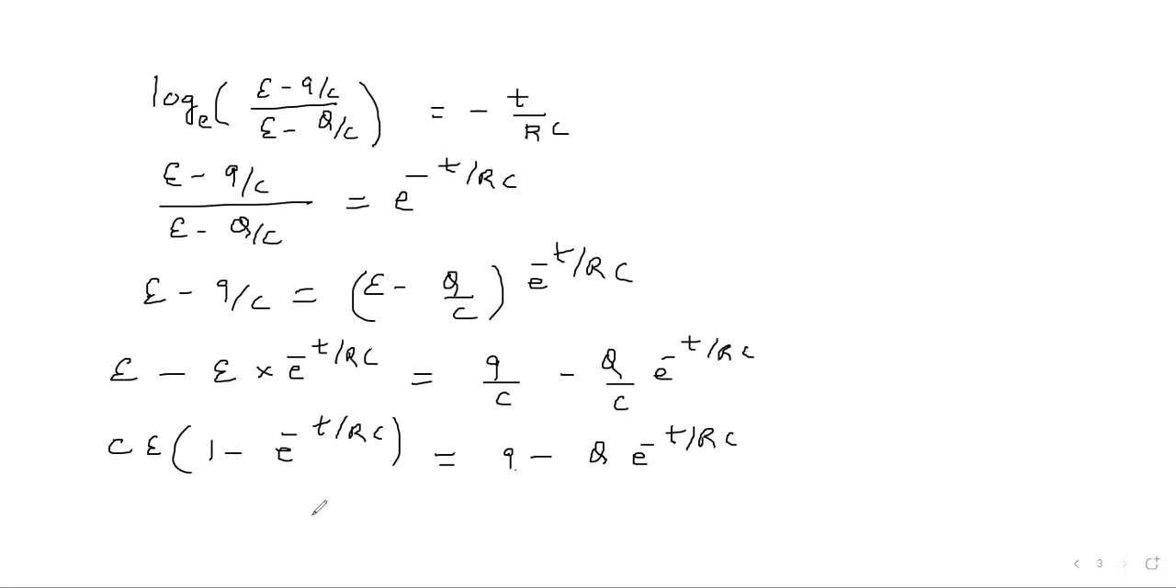Our concern is to get small q. So small q equal to capital Q times e to the power minus t upon RC plus CE times 1 minus e to the power minus t upon RC. So this is the case of discharging and this is the case of charging. So the answer is the same, although this method is a little complicated.